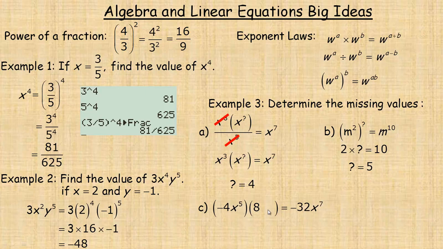And then what power of x do we multiply by x to the 5th to give you x to the 7th? Well, we're multiplying, so you add the exponents, that first rule up here. So this would have to be x to the power of 2, because 5 and 2 add to 7. So the unknown monomial here would have to be 8x squared.